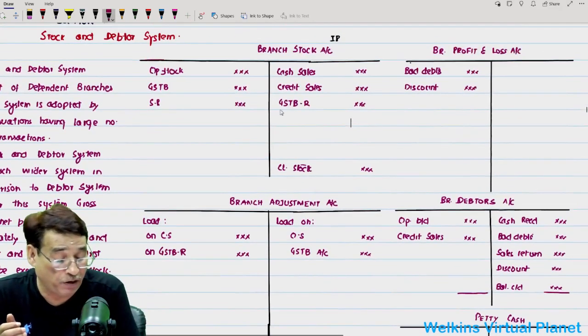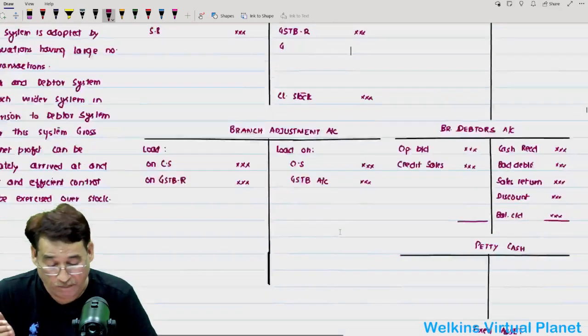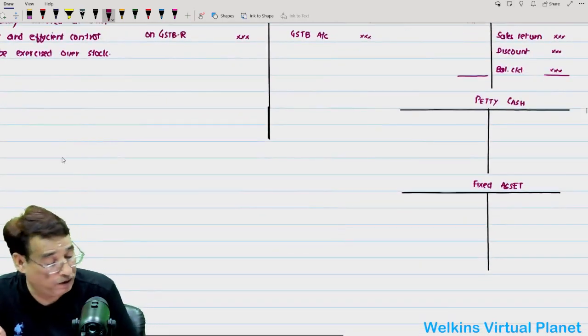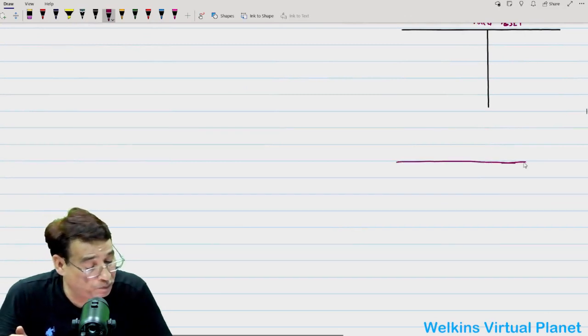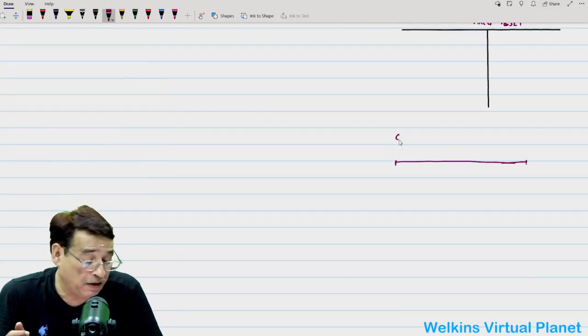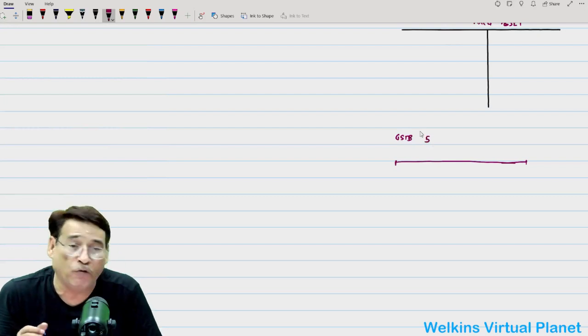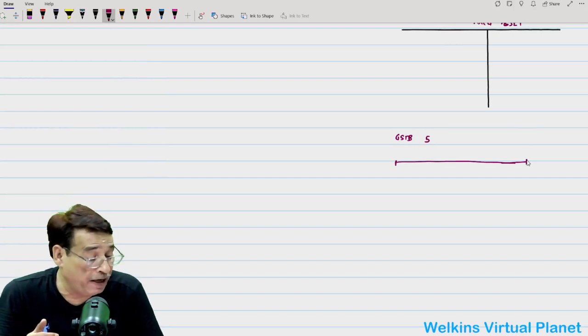Sometime you may be given goods in transit, because you have sent the goods this year. Let us say I have sent 5 lakh worth of goods to you. Just imagine for a while. This is the accounting year, correct? Accounting year is starting on this particular date. And let us say in the beginning we sent you 5 lakh worth of goods. Of course, at an invoice price of 25% on cost. However, by the end of the year, it was found that 1 lakh worth of goods are still in transit.